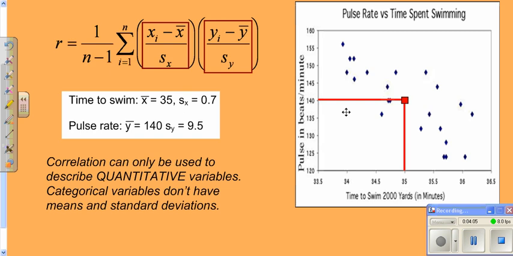Now, as you take a look over here, we have our pulse rate versus our swim time. It's definitely a negative association because as you go to the right, you go down.